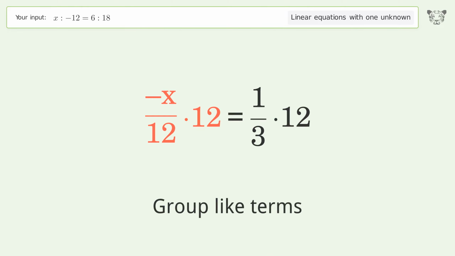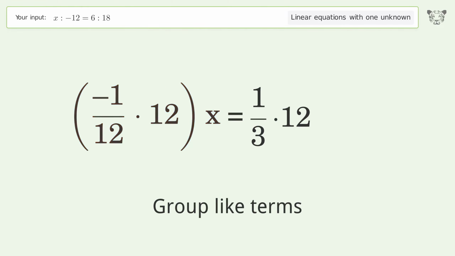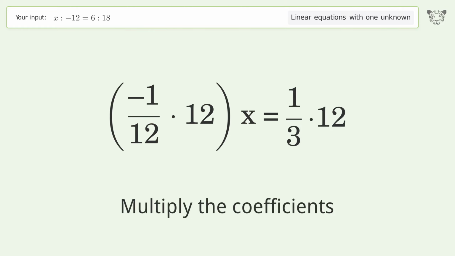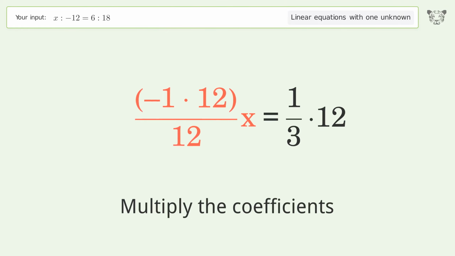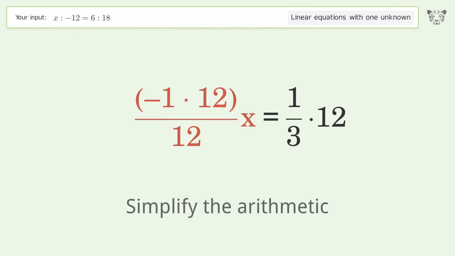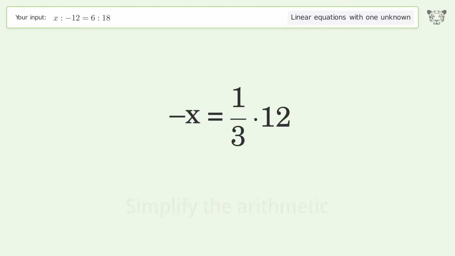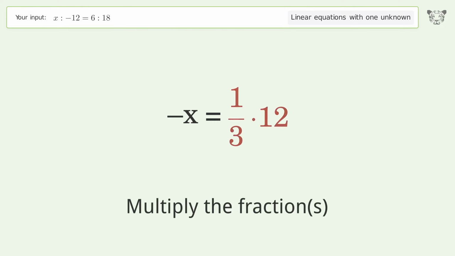Group like terms. Multiply the coefficients. Simplify the arithmetic. Multiply the fractions.